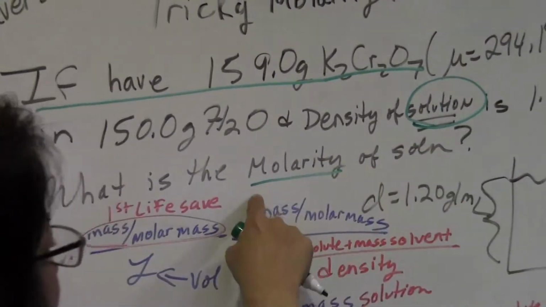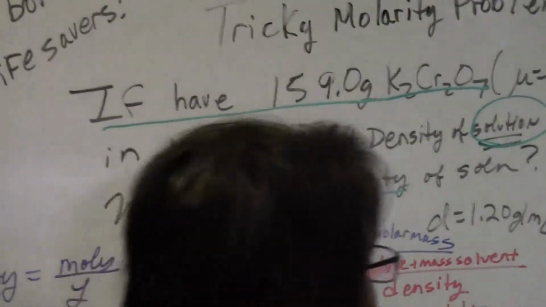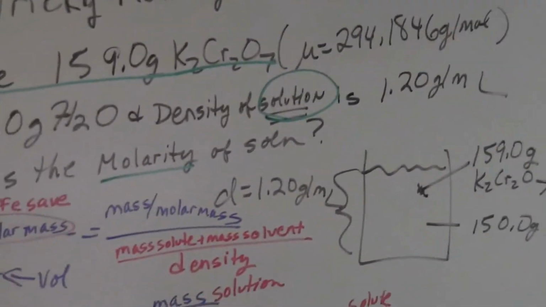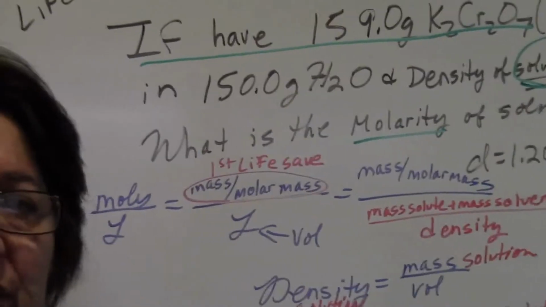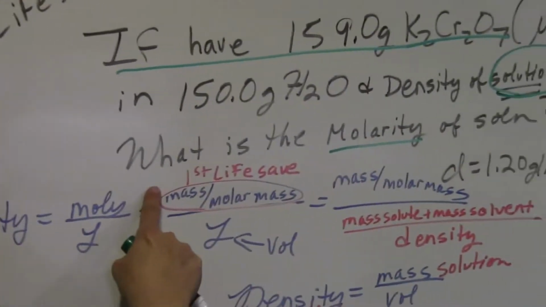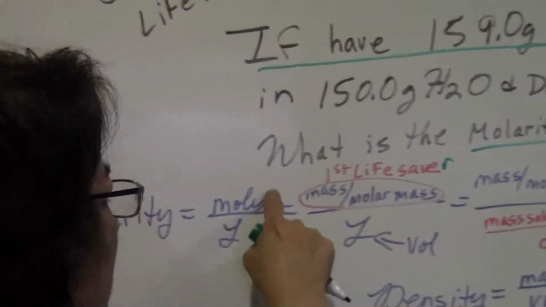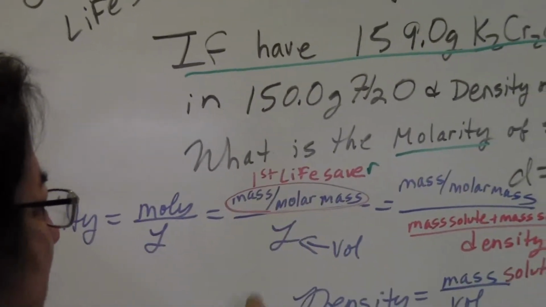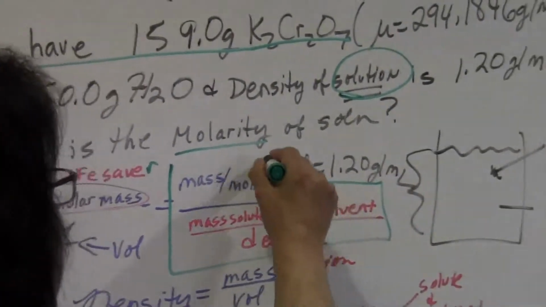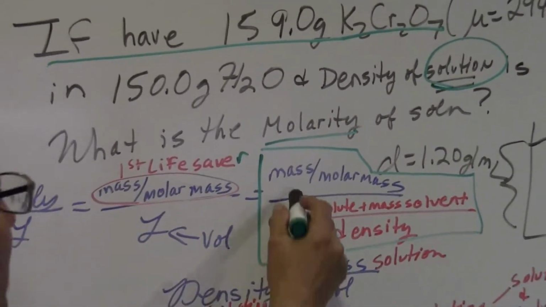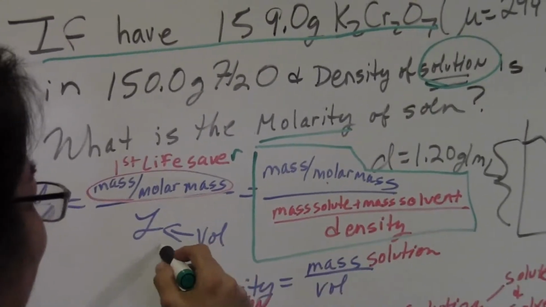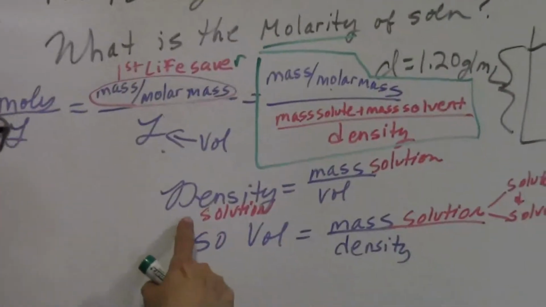What is the molarity? The first thing we do, I made a little drawing with density, solute, and solvent. The second thing we do is write the formula for molarity. Molarity is moles over liters. Here's our first lifesaver. Moles is mass over molar mass. Now, a smart idea on your scrap sheet might be to write molarity equals mass divided by molar mass over our second lifesaver.